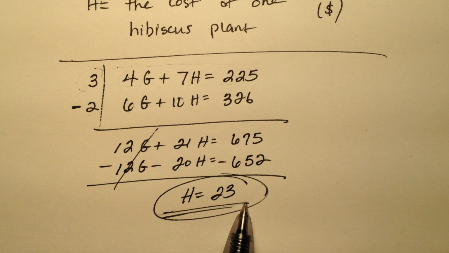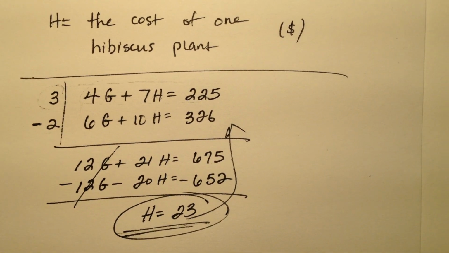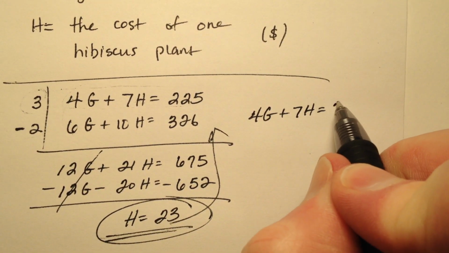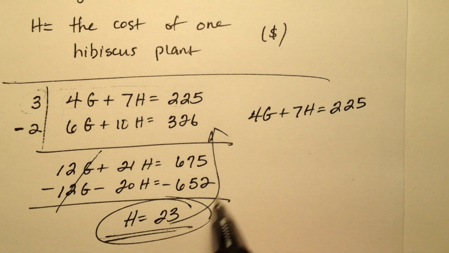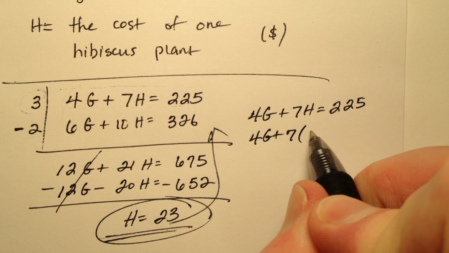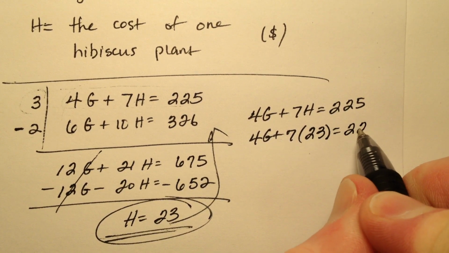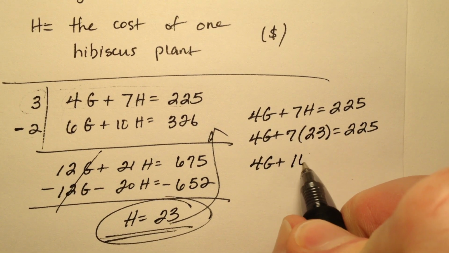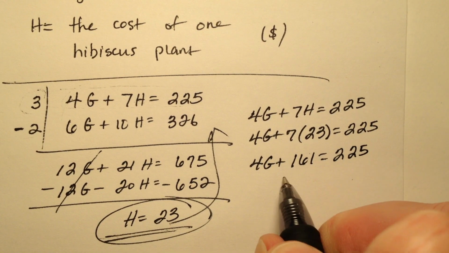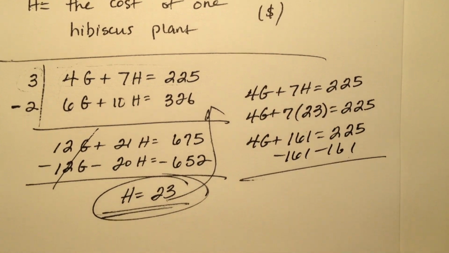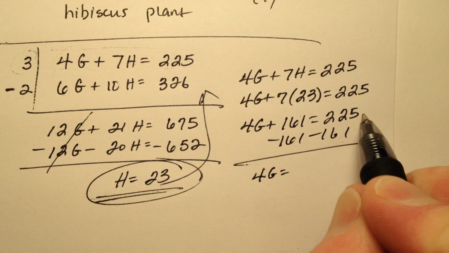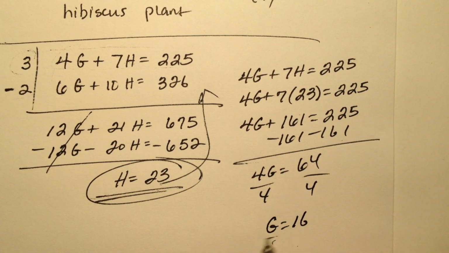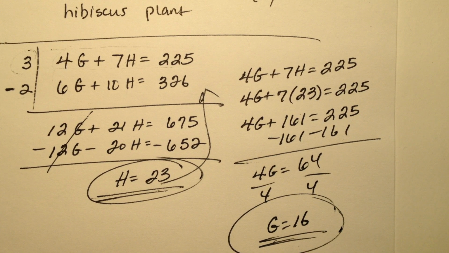Okay, now that I know the value for one of my variables, I'm going to go ahead and plug it back in up here. So I could do so with the 4G plus 7H equals 225. So 4G plus 7, and the value of H is 23. So 4G plus, and now let's see, 7 times 23 should be something like 161. So when I subtract 161 from both sides, 4G equals, what, 64? So division by 4 will yield a value for G, that is 16.